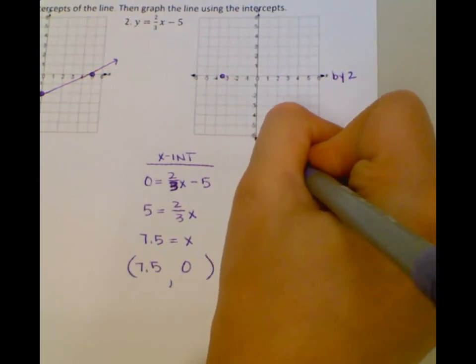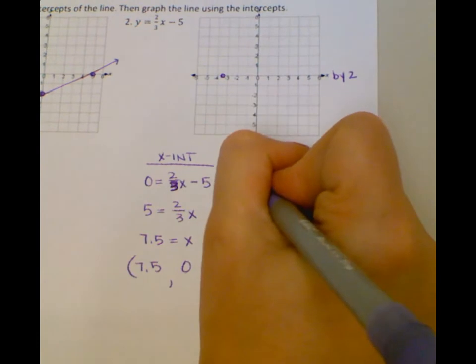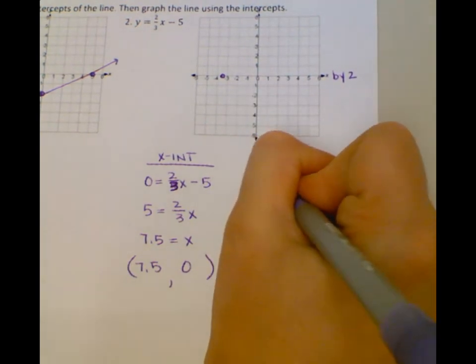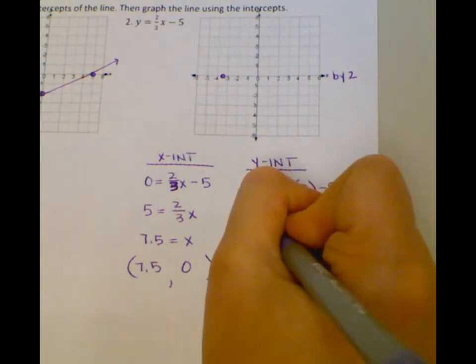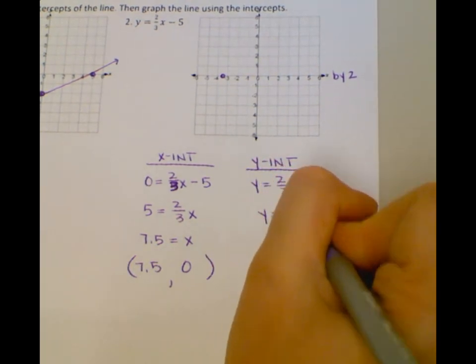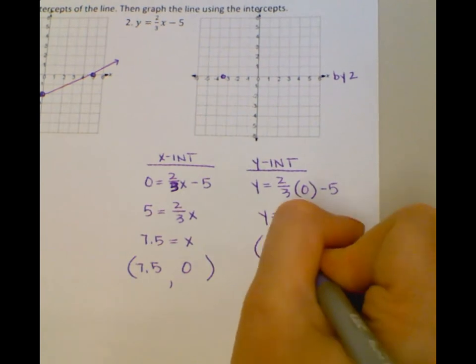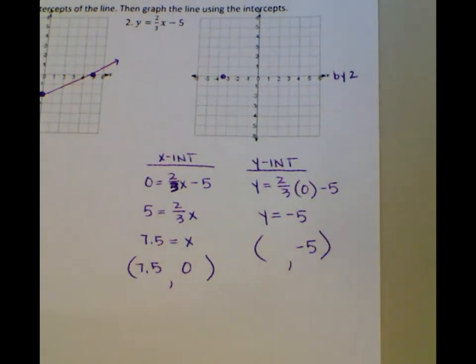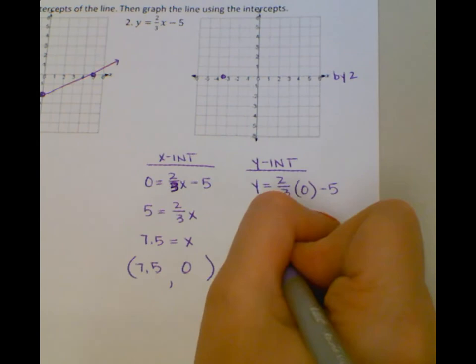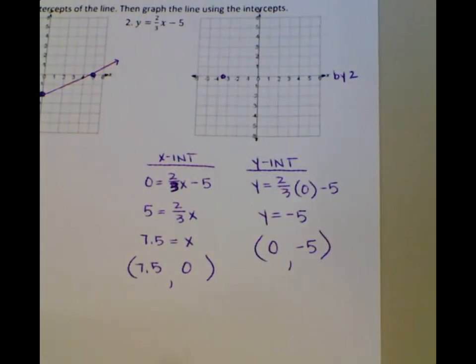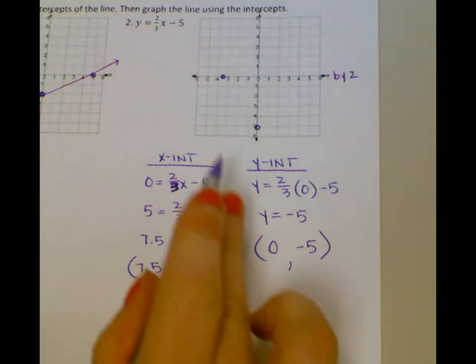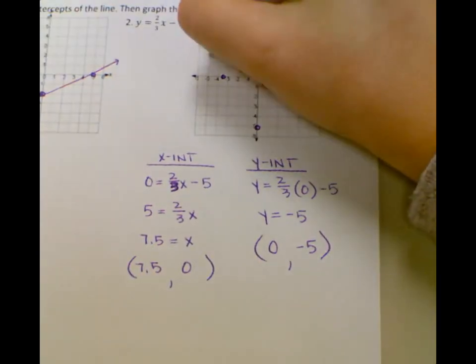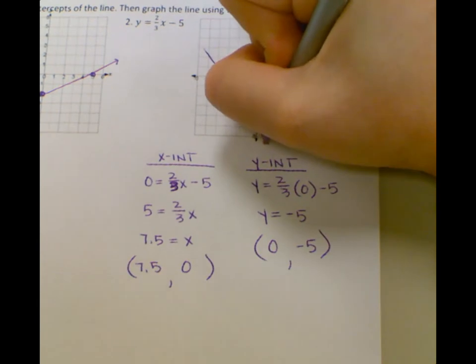Y-intercept. Now I'm going to plug in 0 for x. So 2/3 times 0 minus 5. Well, 2/3 times 0 is 0, so you have -5 as your y. So ordered pair, you know -5 is your y. What's your x? 0. Boom. All right, so I'm going over 0, down 5. So again, once you get your 2 dots, what do you do? Yup. Connect them.